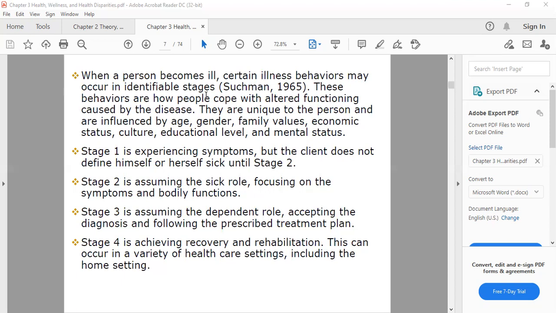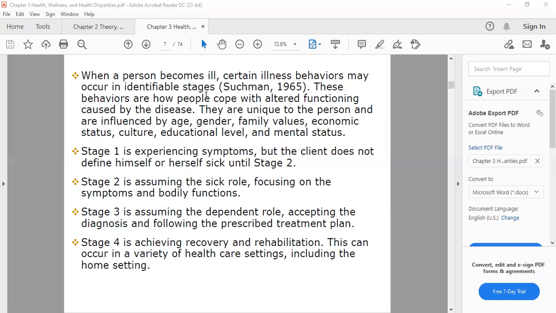So in stage 1, the person is going to experience symptoms, but they don't consider themselves sick yet. Now in stage 2, they assume the sick role and they start to focus on the symptoms and the bodily function. In stage 3, they assume the dependent role. This means they go to the doctor and the doctor says, oh, you have diabetes. And they agree and they decide to join the doctor and follow the prescribed treatment plan. In that stage, they're in the dependent role.